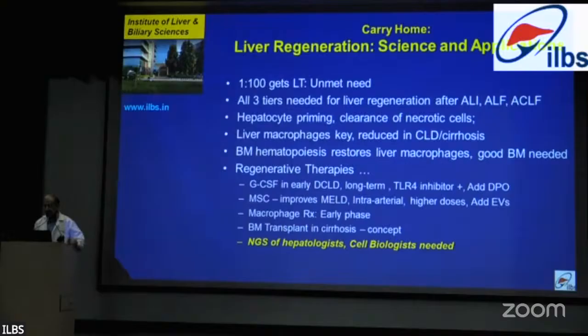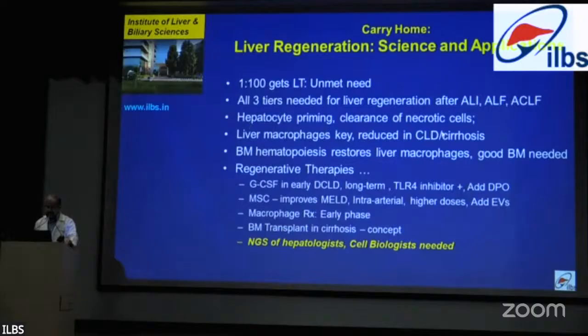This institute is committed, but we are very limited because of our limited knowledge. We have the best transplant team, but still maybe 1 in 100 gets a transplant. So we have an unmet need. All 3 tiers are needed for liver regeneration after acute liver injury, ALF, ACLF.